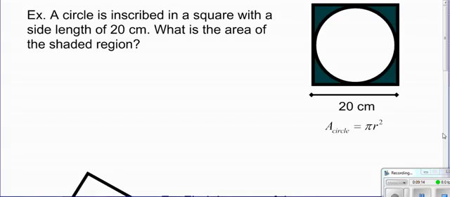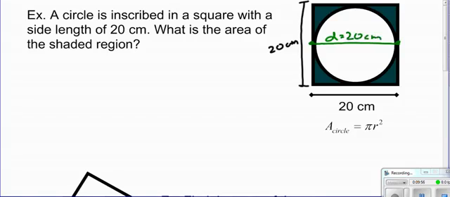Okay, another example where you have a shape inside of a shape, and something is being cut out or covered up, and we only want to know part of the area, so we need to know the area of both. It says a circle is inscribed in a square. That means a circle is inside the square, and the square has side lengths of 20 centimeters. So remember, it's a square, so that side is 20, and this side is 20. When it's inscribed, the circle goes from one edge of the square to the other. So the diameter of the circle is also 20 centimeters.